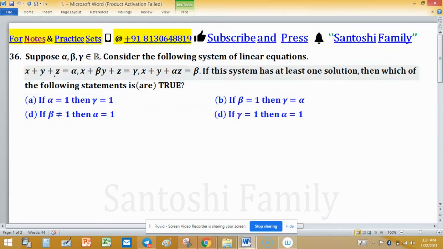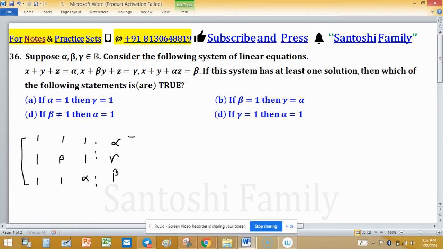As x plus y plus z equal to alpha, I write the augmented matrix: 1 1 1 alpha, 1 beta 1 gamma, 1 1 alpha beta. This is the augmented matrix, and this is matrix A before this line, and if we join column B, then A|B is read as the augmented matrix.